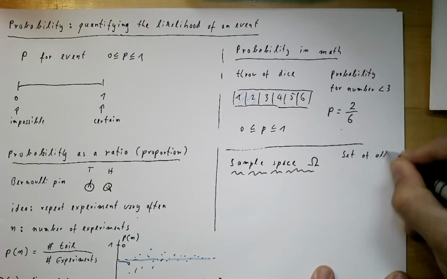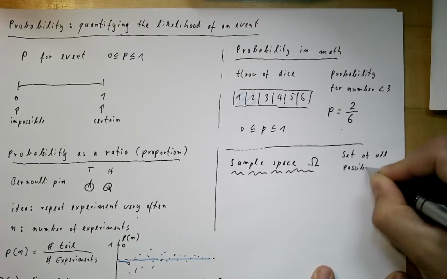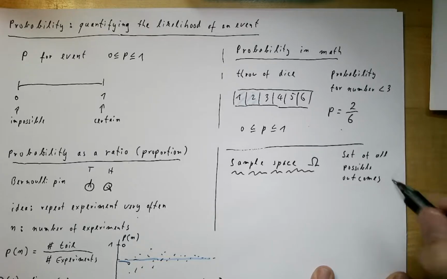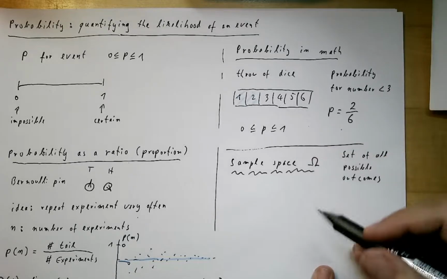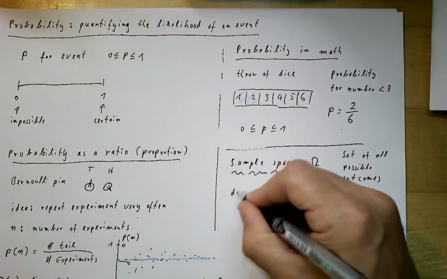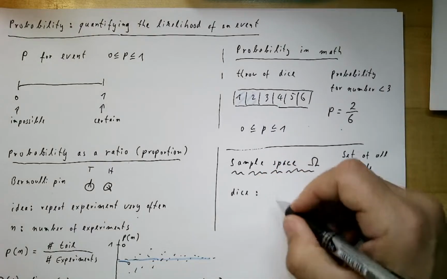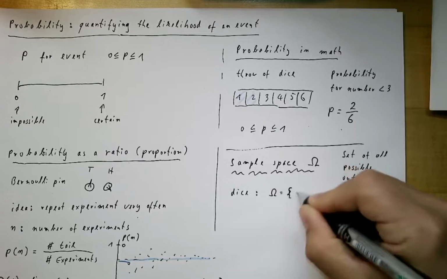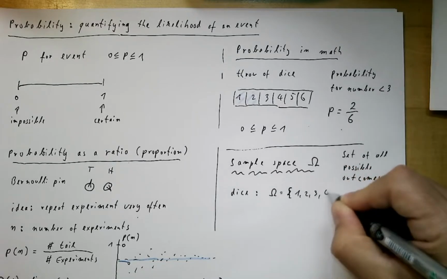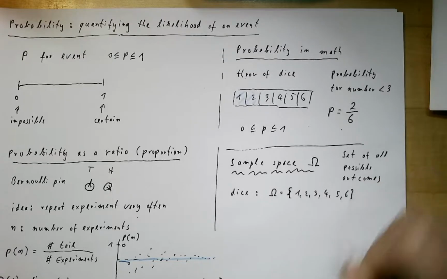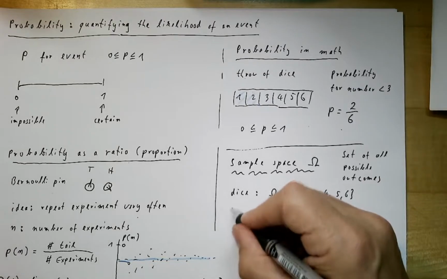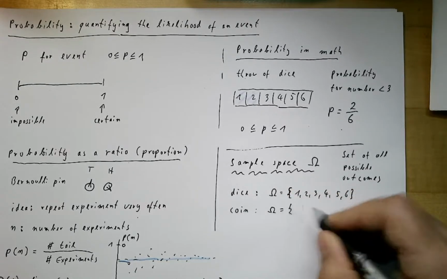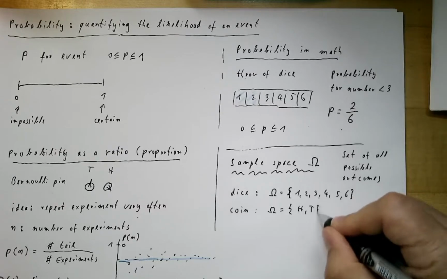That's the set of all possible outcomes. In the dice example, this omega would have been the set of the numbers 1, 2, 3, 4, 5, 6. Or if we had here our coin, then omega would be simply the set of binary outcomes head or tail.